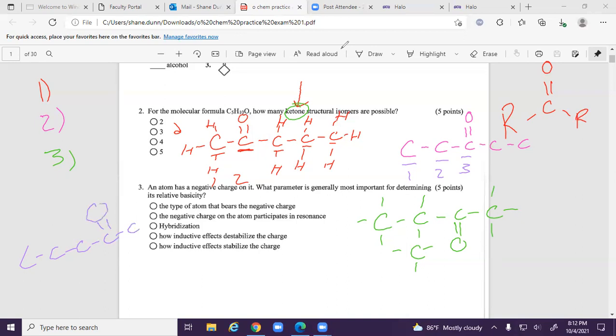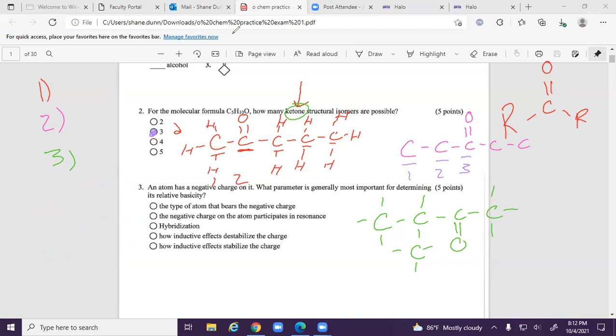So what happened is if I moved it over to the fourth carbon, it would look like this. 1, 2, 3, 4, 5, right? This is just the red carbon flipped around. You have to be very careful not to make mirror images of each other. That's why you can't do that. So the answer is 3.